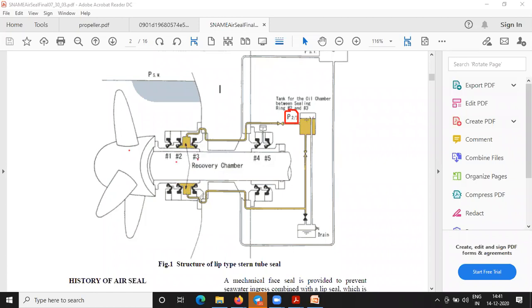Again the oil comes here. The oil is being in circulation. Now see here there is one more tank which is sending the oil in between the stern tube.